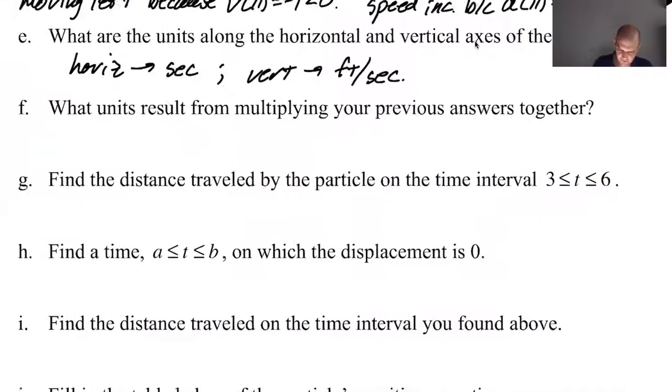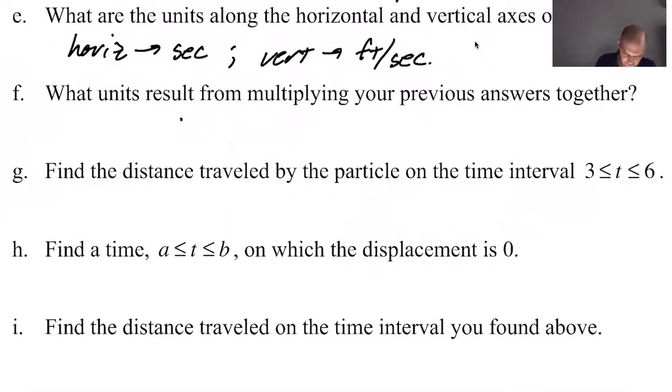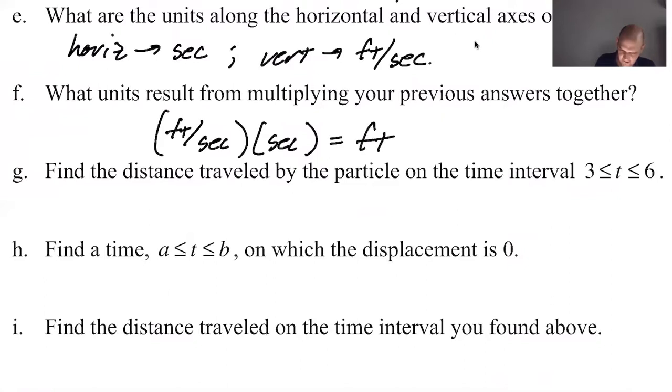What units result from multiplying your previous answers together? If you do feet per second times seconds, it gives you feet, which makes sense because it's going to be displacement. We already kind of know that.